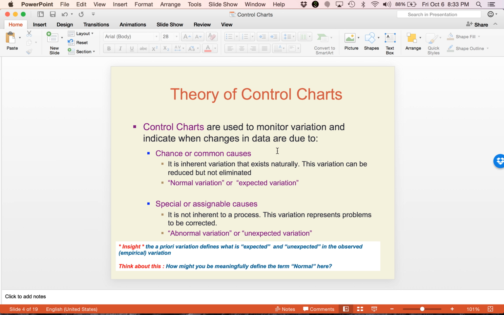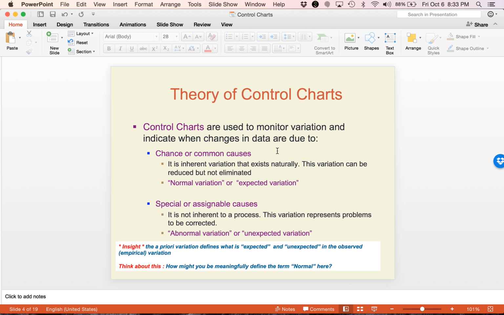Now, variations in the quality of a process could be due to chance or common causes, what we'll call normal variation or expected variation, because those are things that we can't do anything about, and they are expected to occur, meaning that they're just a natural part of the process. It's not something that would actually be considered a problem or that needs to be investigated or improved.